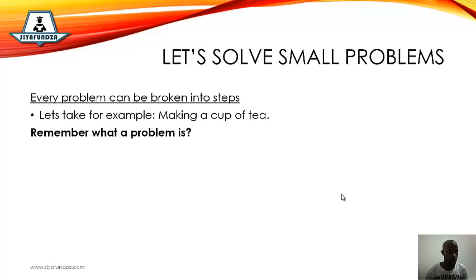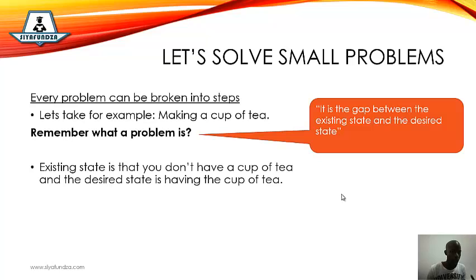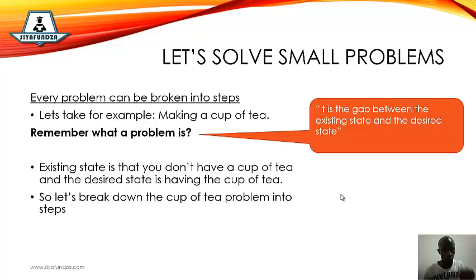Making a cup of tea can be broken down into various steps, but we have to remember what a problem is. It is the gap between where you are right now and where you want to be. So right now, my existing state is that I don't have a cup of tea. And the desired state is that I would love to have a cup of tea, a nice cup of hot tea. So let's break down the cup of tea into steps.